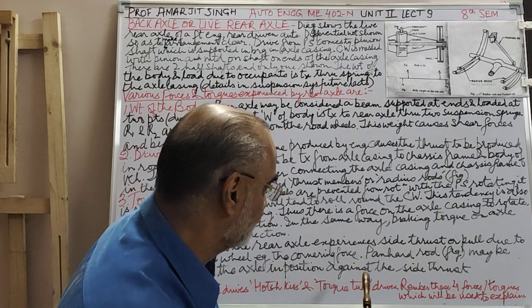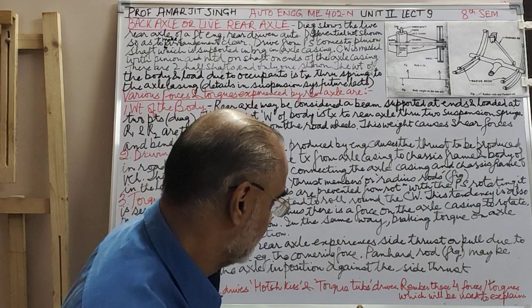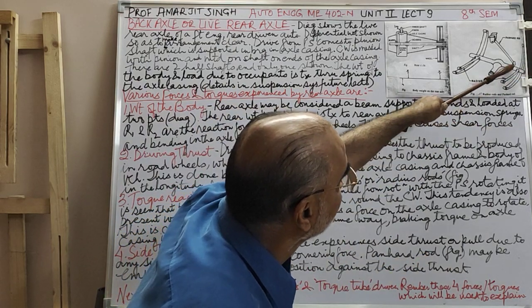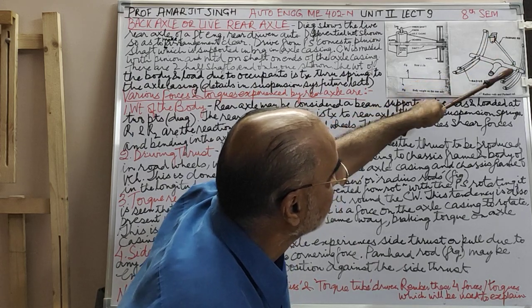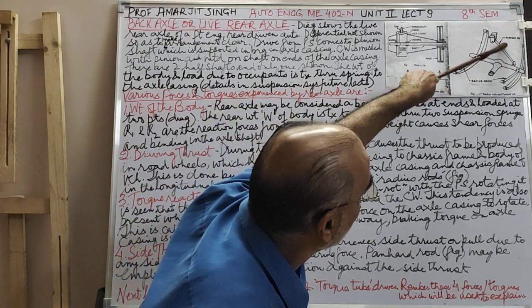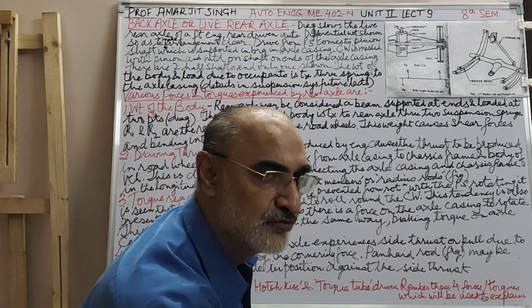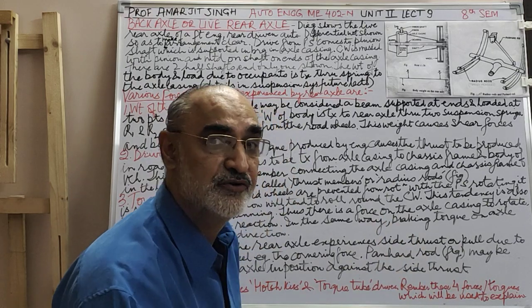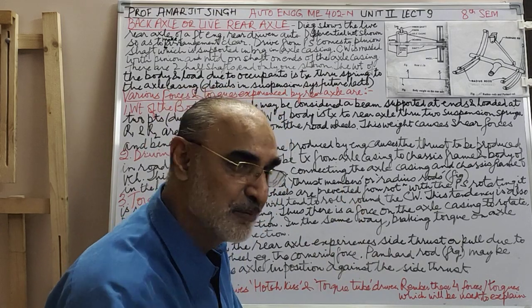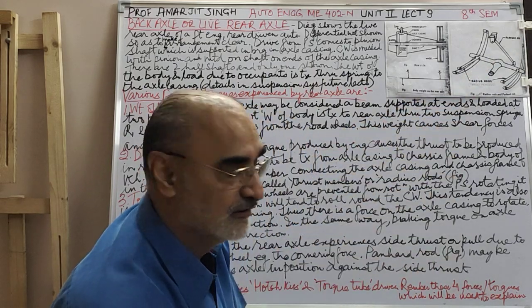So, to cater to this force, we use a Panhard rod for the side thrust. This is connected to the chassis. This is the Panhard rod. This was the radius rod for giving thrust. The Panhard rod is used to take on the side thrust due to cornering force or due to any other reason. There may be a huge storm blowing a strong side wind which is trying to topple the vehicle over or hitting on the body. At that time also, this will come into play.